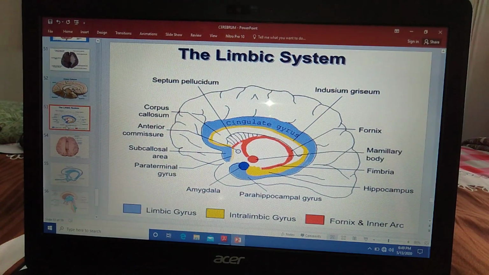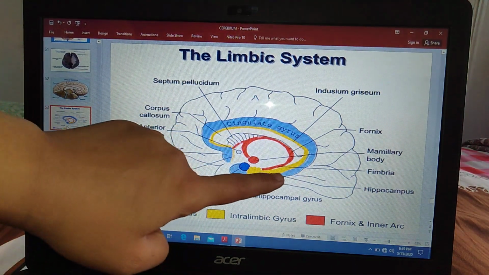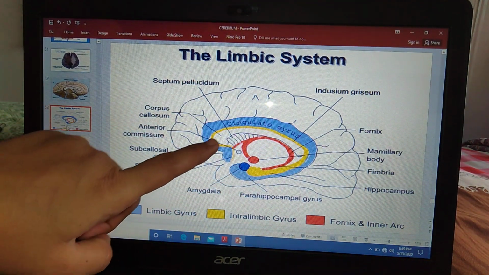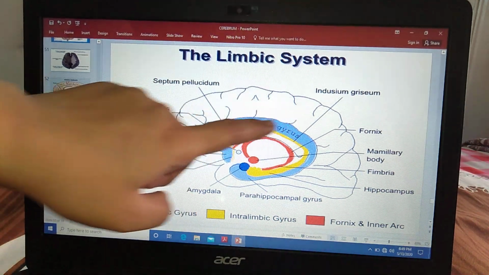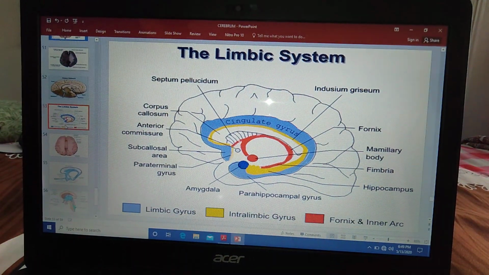Okay, so to be more clear, you can see this diagram. In this, you can see this yellow colored layer covering the corpus callosum, and above is the cingulate gyrus. So this is the indusium griseum.